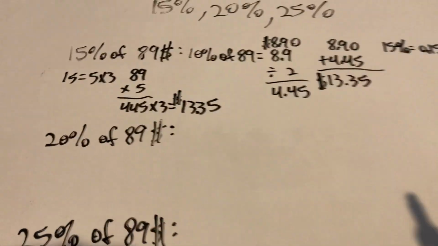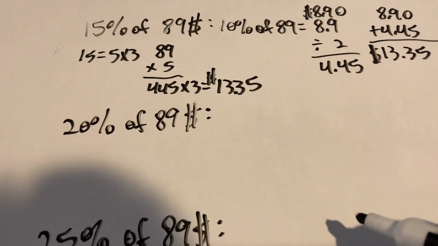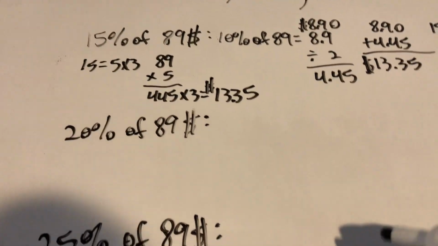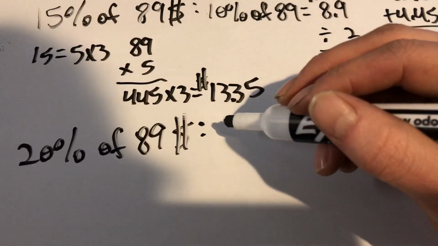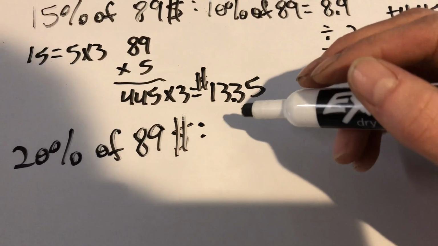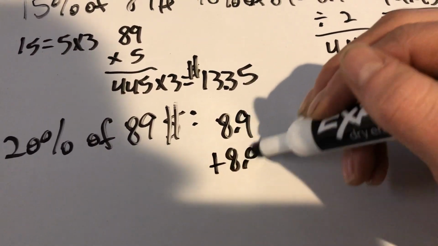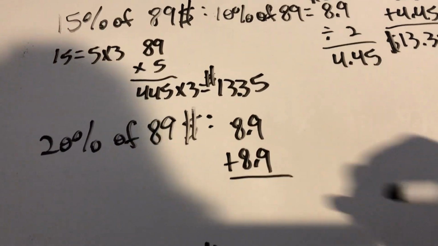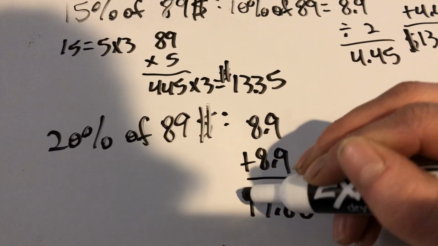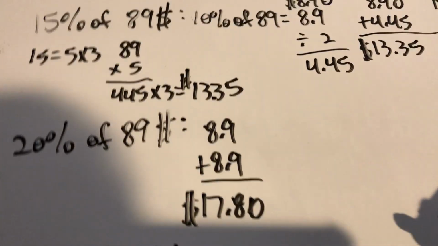Now, 20% tip. In my opinion, 20% is a whole lot easier to mentally calculate than 15. Here's the reason. When you got $89 and you want to tip 20%, all you had to do is simply think, okay, 8.9 plus 8.9 equals $17.80. Now, if you're wondering, where on earth did you get that 8.9 plus 8.9 stuff?